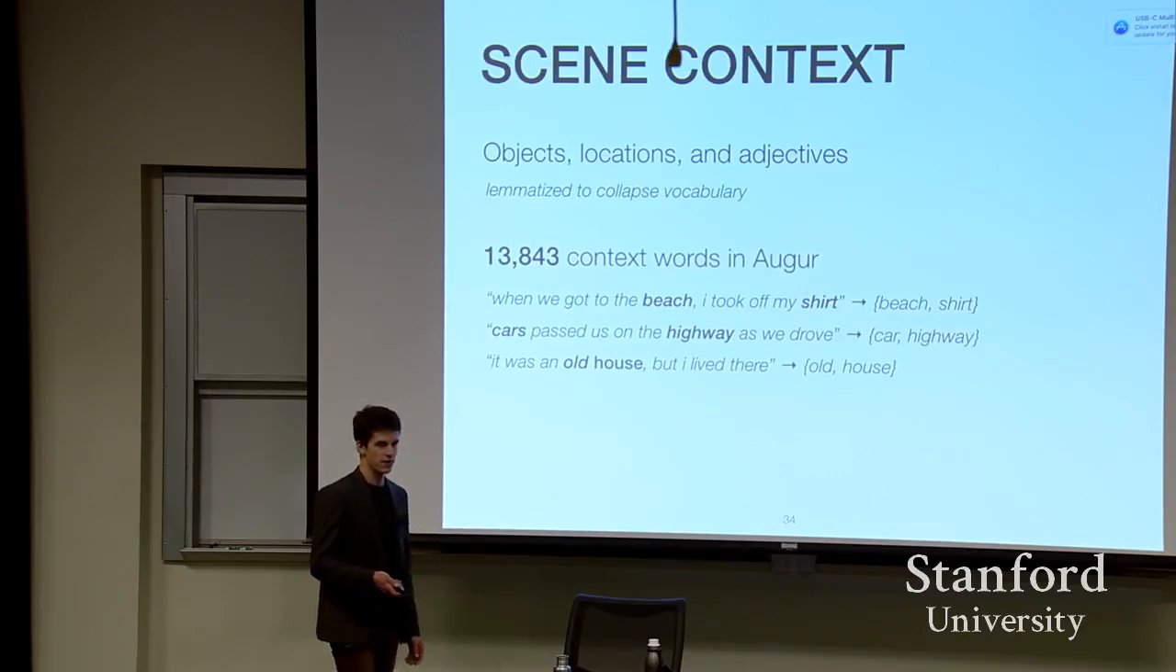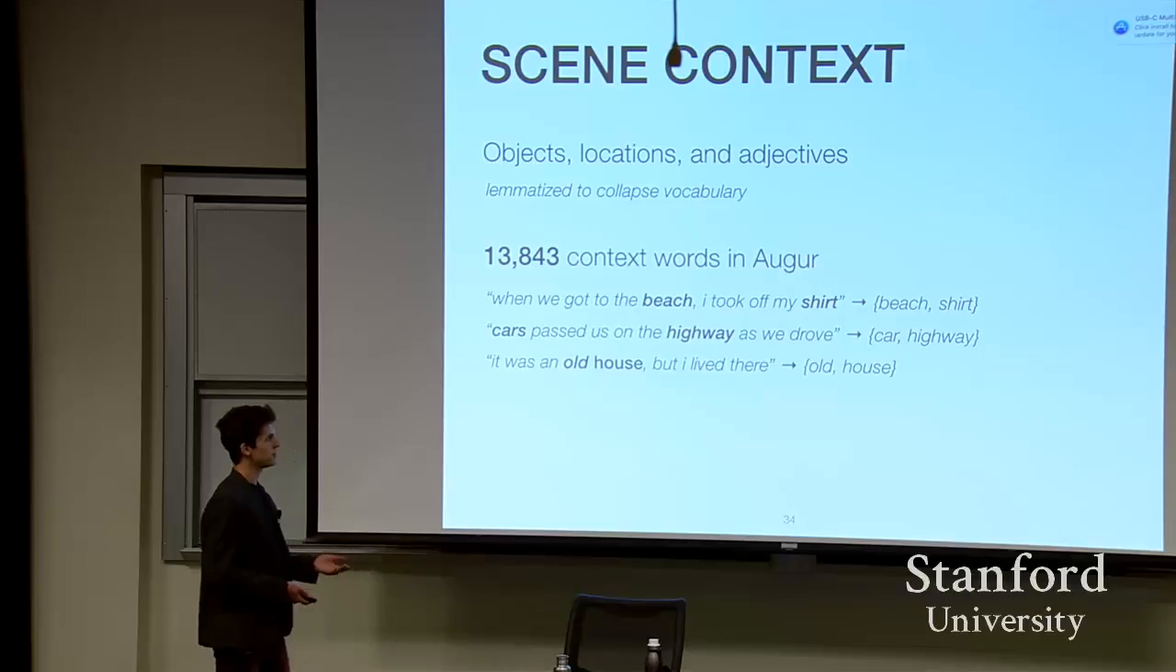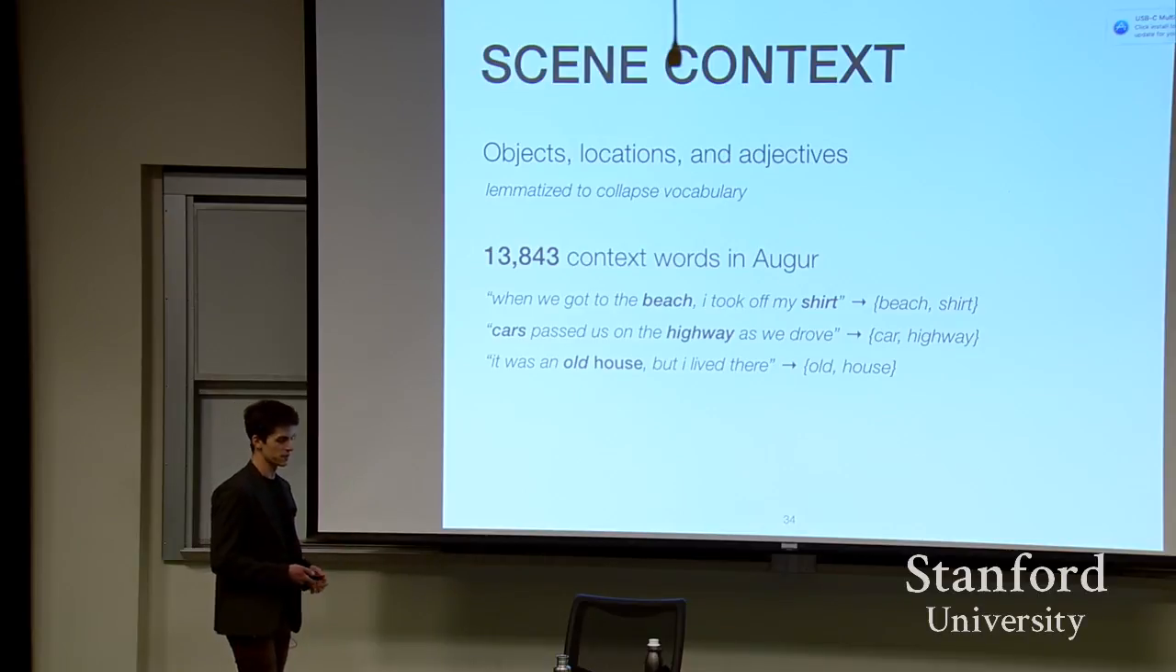And then the second thing in the knowledge base is this idea of context, or this idea of objects, locations, and adjectives that surround characters when they're taking certain kinds of actions. So here we have more than 10,000 of these in the knowledge base as well. These are things like beaches, shirts, cars, or houses.